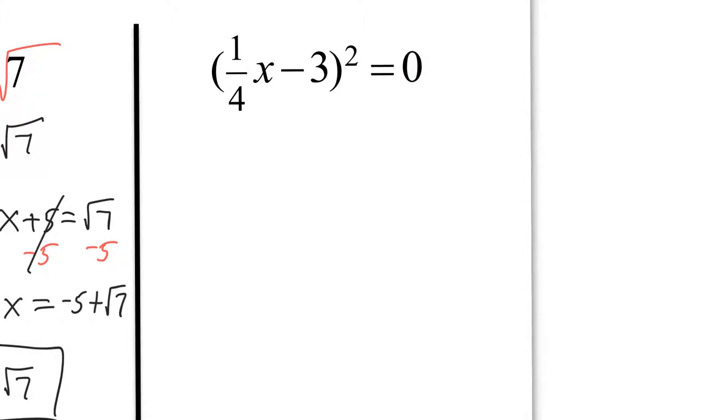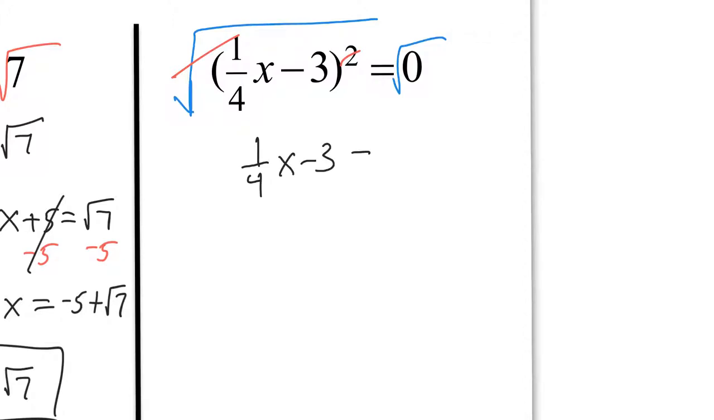And the last one I'm going to show you is when you have a parenthesis with the square, and you want it equal to 0. Well, let's get rid of the square. So I'm going to take the square root of this side, and I'm going to take the square root of the other side. So the square root and the square cancel. So I'm going to have 1 over 4x minus 3 equals plus or minus. I need a positive and negative because I'm taking the square root, but we do have the square root of 0. And the square root of 0 is 0.